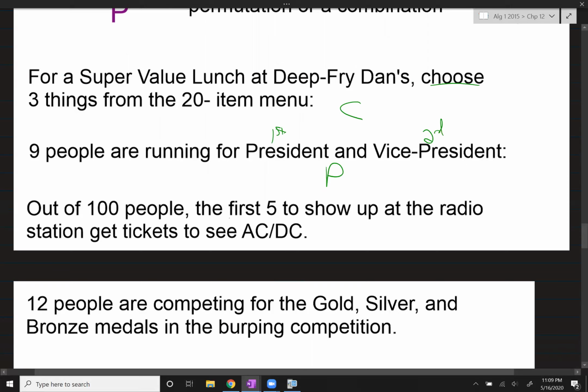Out of 100 people, the first 5 show up at the radio station, get tickets to see AC/DC. All right, that's a really old rock band, right? So the first 5. Now, being in the first 5 is important, but person number 1 and person number 4 get the same thing. So that makes this a combination.